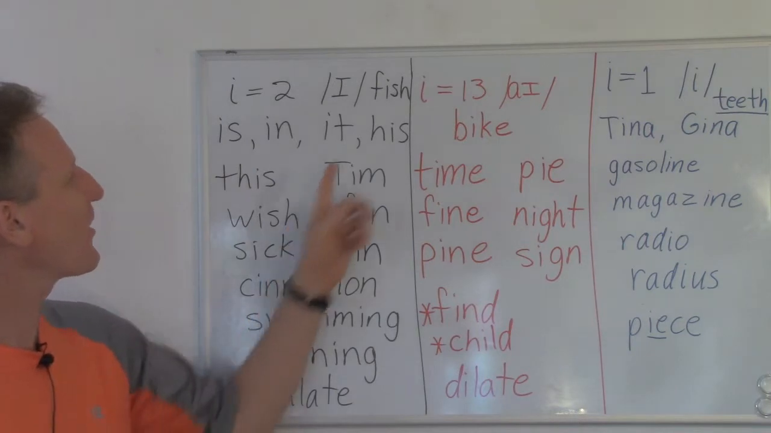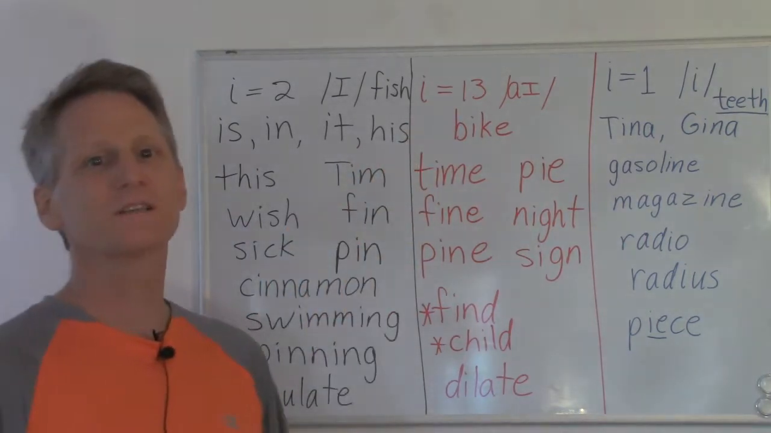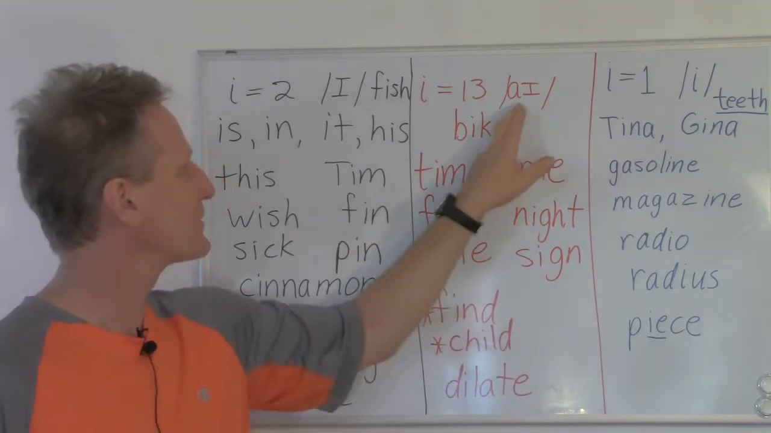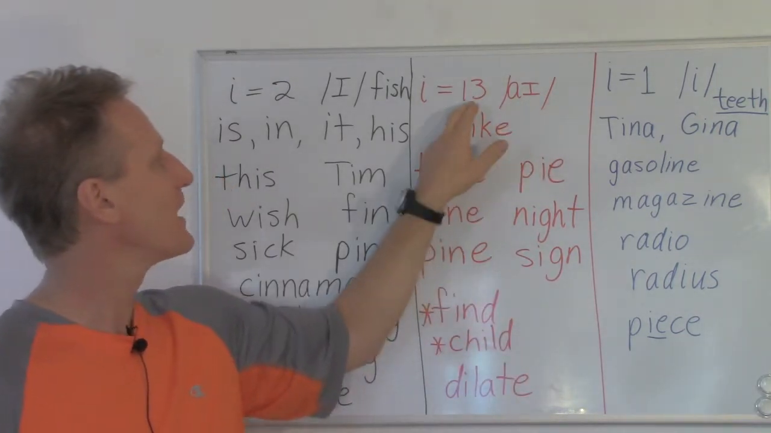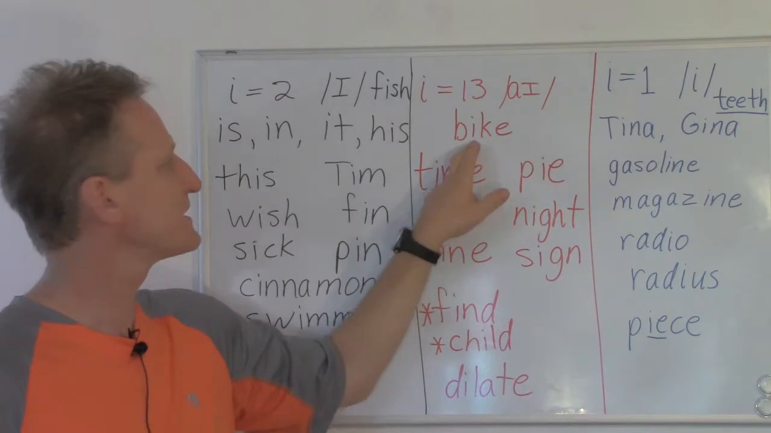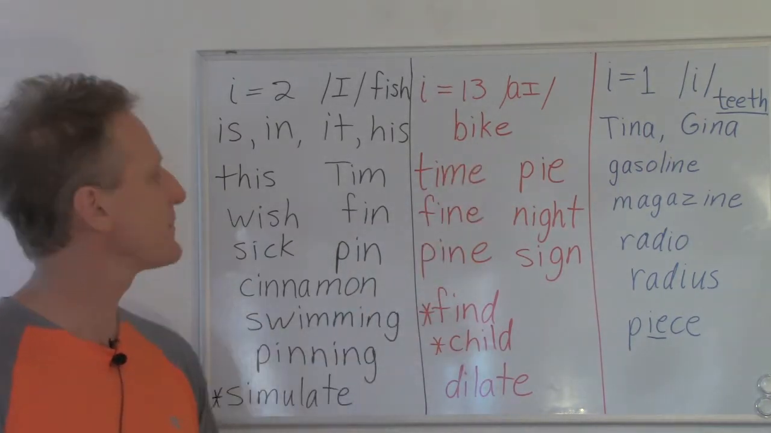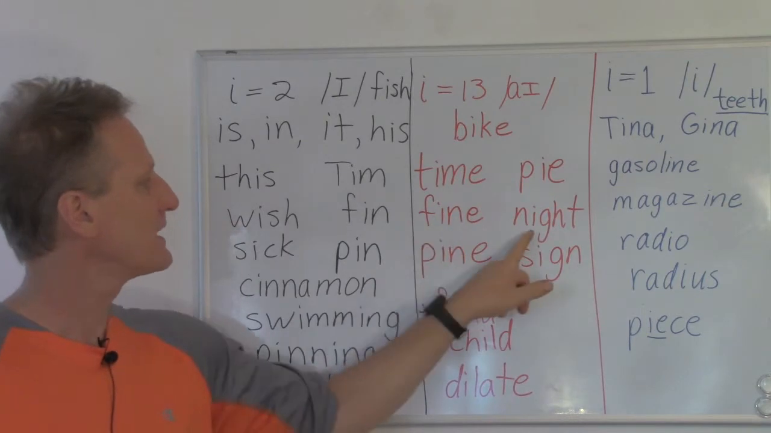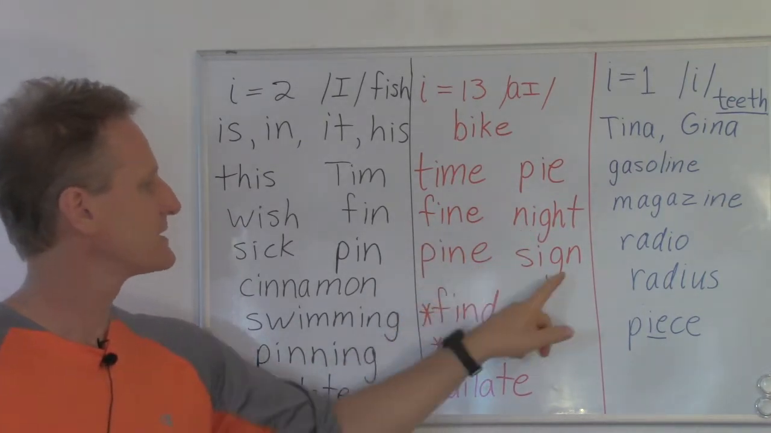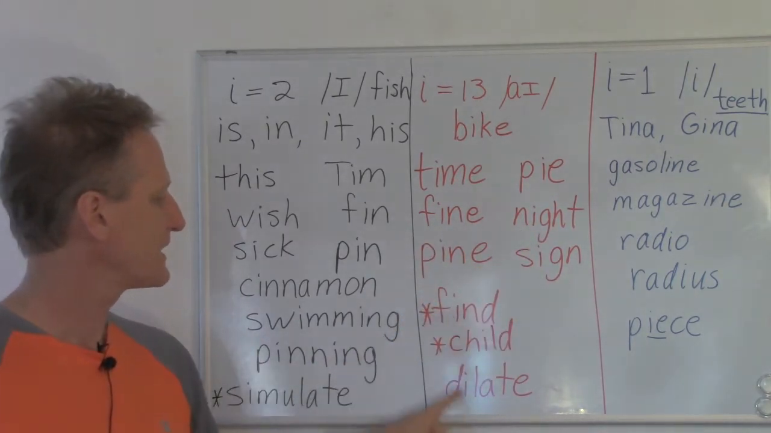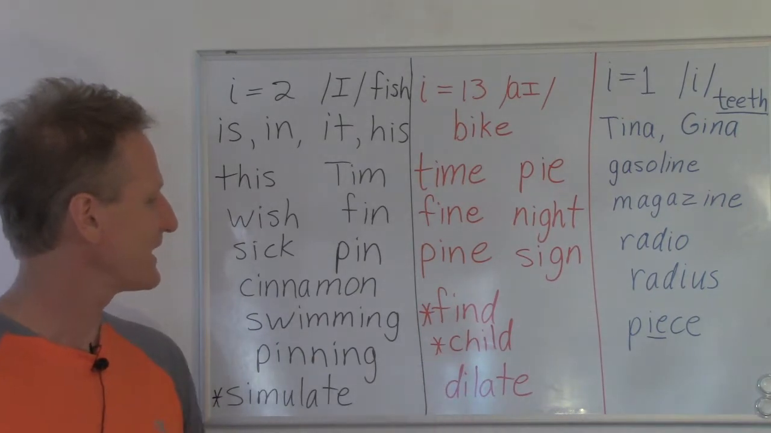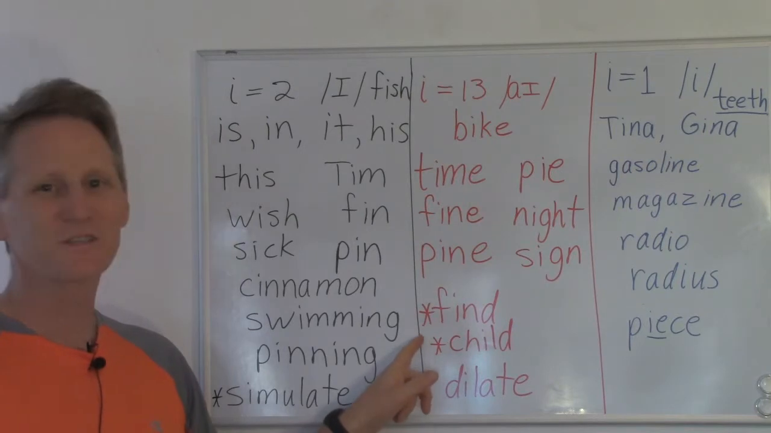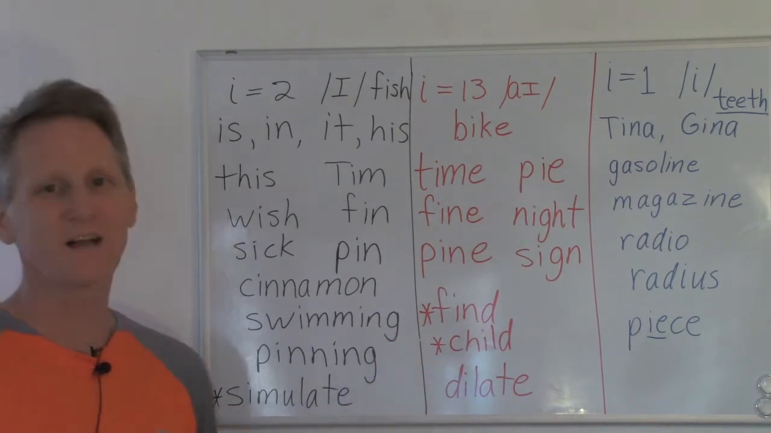Okay, also the letter I, of course, sometimes signifies the sound of its name, /aɪ/, which is a diphthong. My sound number 13, as in the word bike. Okay, here are a few examples. We've got time, pie, fine, night, pine, sign, find, child, dilate. And you'll notice I've got some notes to tell about find and child right here.